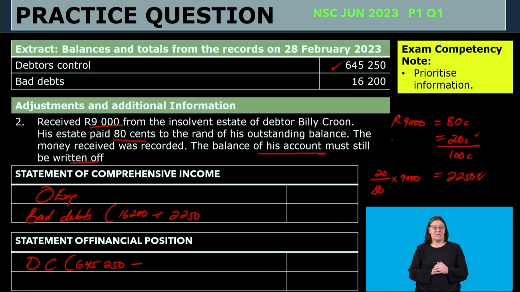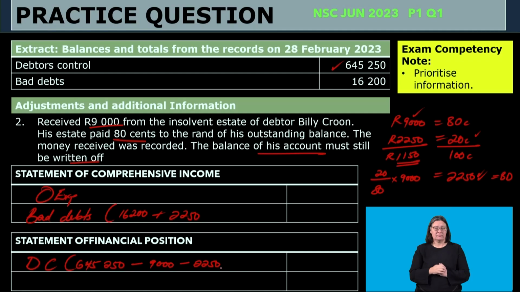When a debtor pays, that amount will be subtracted. So I'll say minus the 9,000 that was paid. And the amount for bad debts will also be subtracted, minus 2,250. Remember here, it's going to be 2,250. Someone would have just subtracted the 1,150 at once. That would still be correct down here.